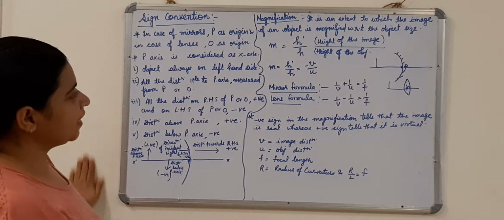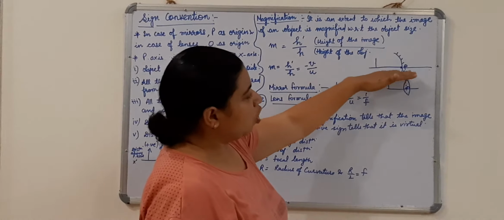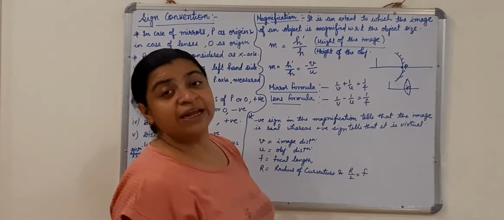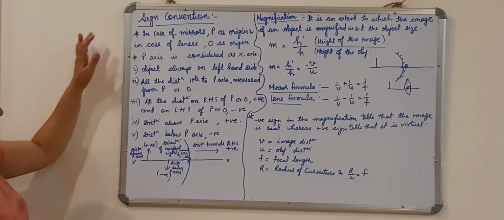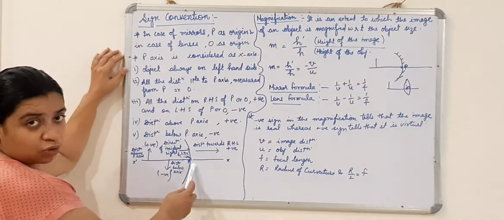Distance above the principal axis is positive. All the distance above the principal axis will be positive. All the distance below the principal axis will be negative. I have drawn a diagram here to make it clear. In case of lens or mirror, it is the pole that is the origin.